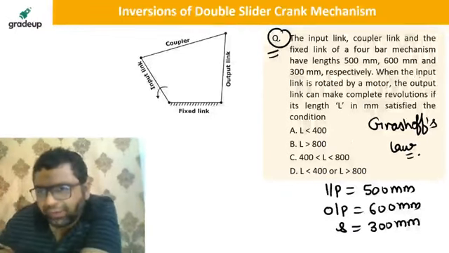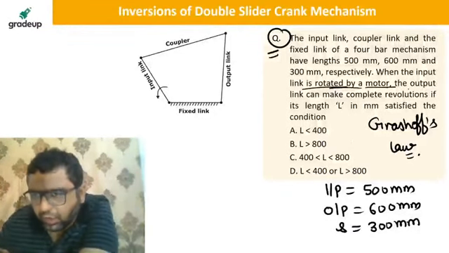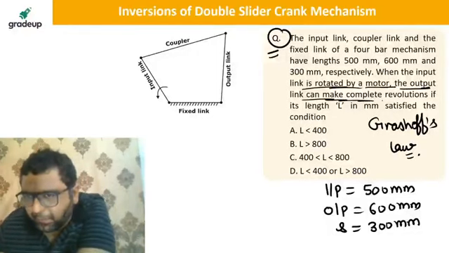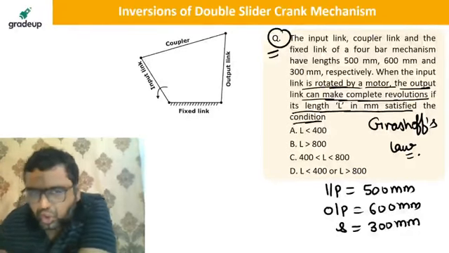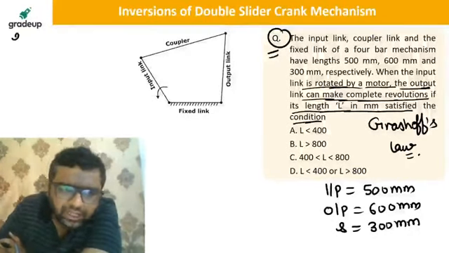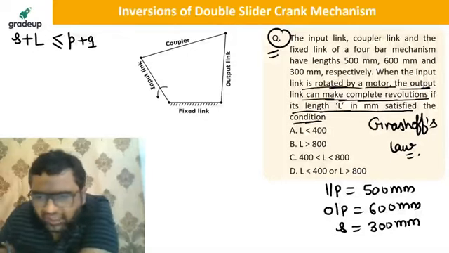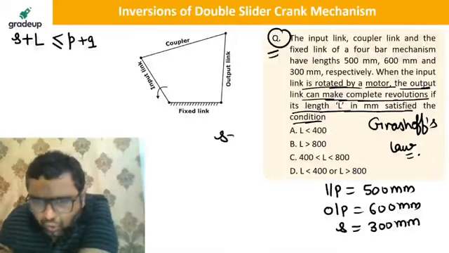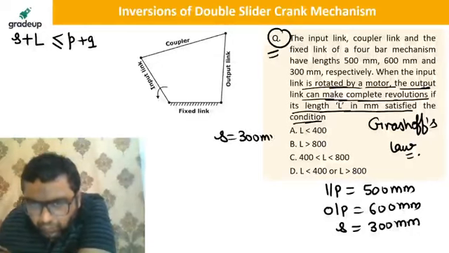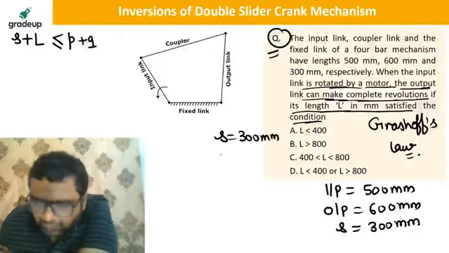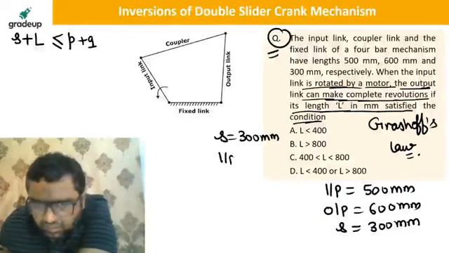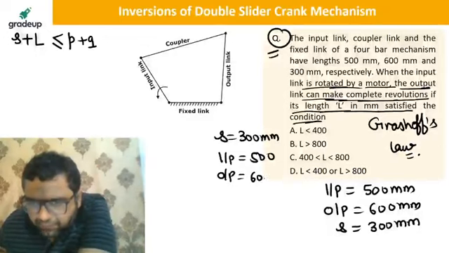Okay, when the input link is rotated by motor, the output link can make complete revolution if its length L in mm satisfies the condition. So my dear, you know that Grashof law must be satisfied, then only you can have such kind of motion. So S plus L should be less than P plus Q. From the given data, the shortest link is 300 mm, and input link is given as 500, output link is given as 600 mm.